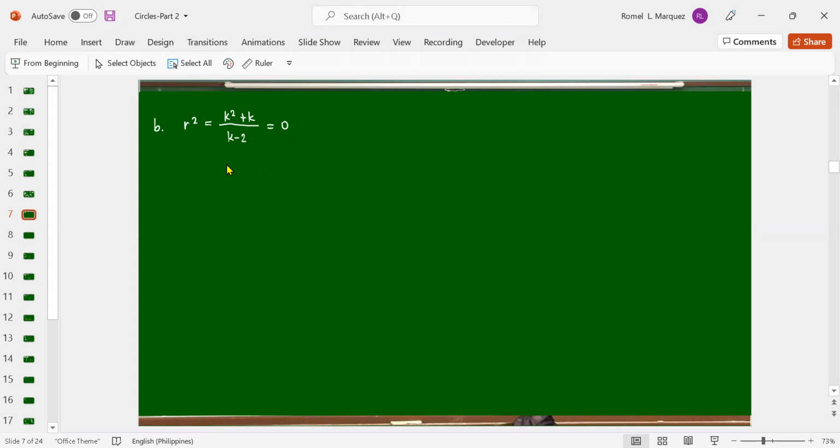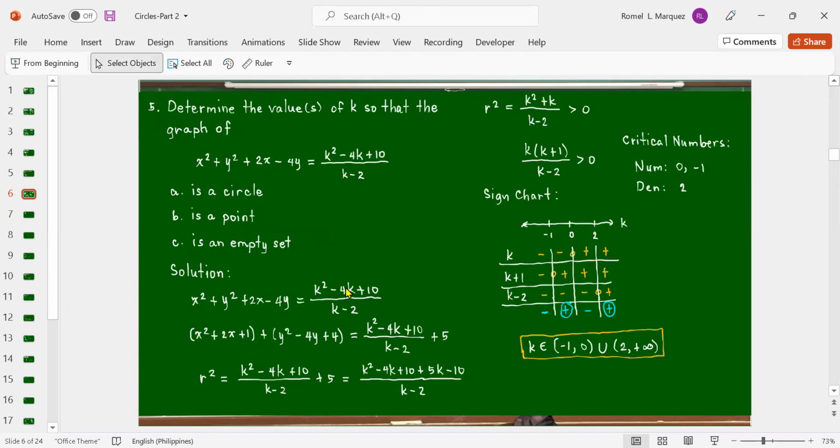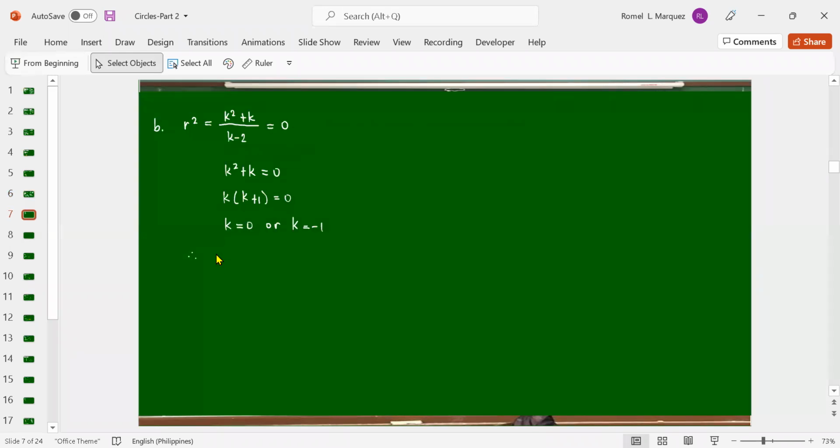Okay? So for this to be 0, we have k squared plus k equal to 0, multiplying by k minus 2. Factoring out k, we have k times k plus 1 equal to 0. Equating each factor to 0, we have k equals 0 or k is equal to -1. Therefore, this equation represents a point if k is an element of this set, 0, -1 as the elements. Okay, meaning k is either 0 or -1.